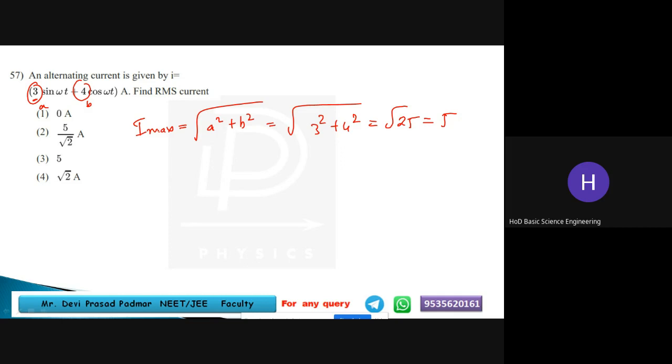So that is I naught. I maximum, you can consider that as I naught. I naught is 5. So how to write I RMS then? I naught by root 2. So 5 by root 2. I think option 2. Okay?